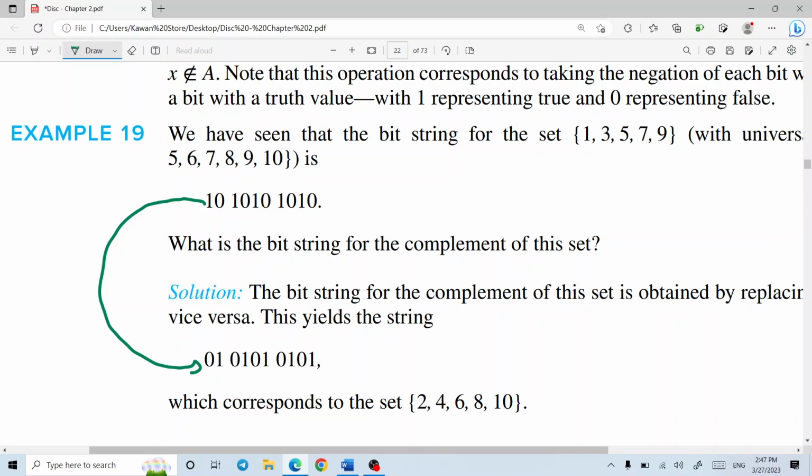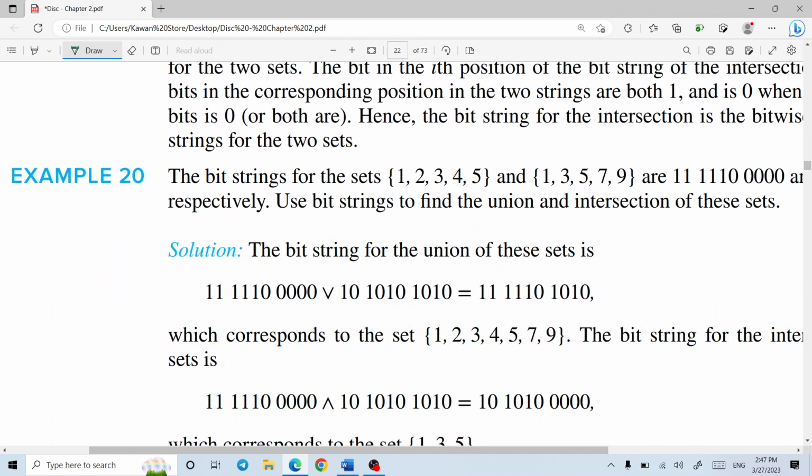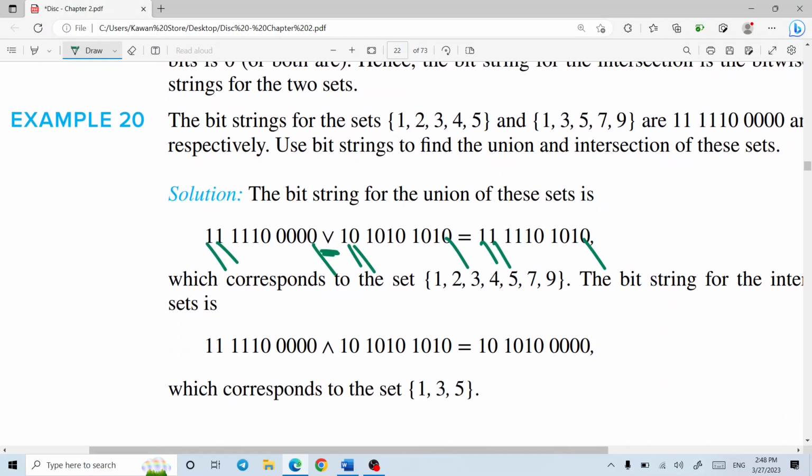Clear? Easy? How about the union between them? The union is like an OR. Of course, 1 or 1 is 1, 1 or 0 is 1, and go on, 0 or 0 is 0. Am I right? It's like the OR that we had before. How about AND? Of course, 1 and 1 is 1, 1 and 0 is, of course, 0. You got it, dears?